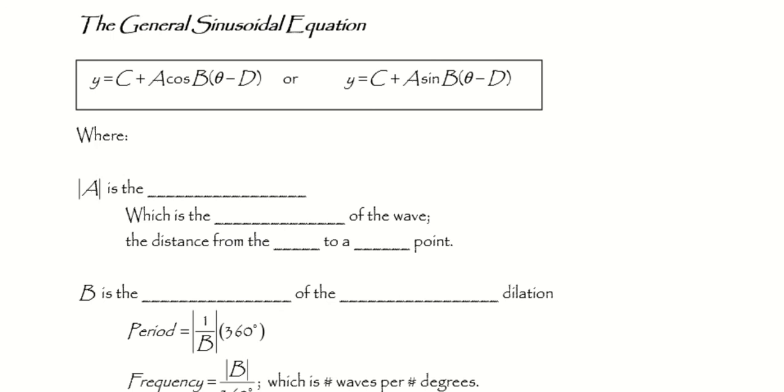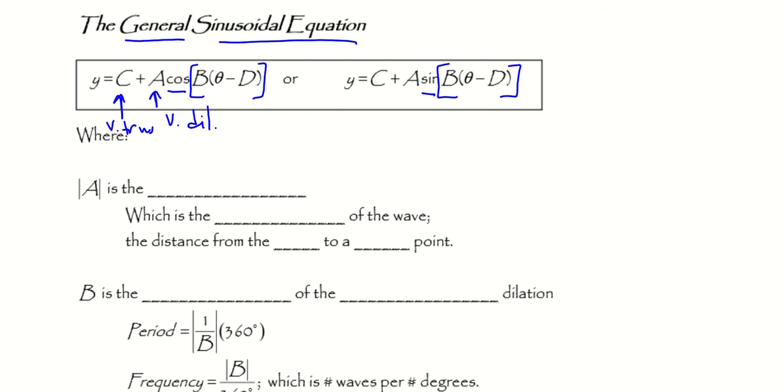First of all, these are the general form of sinusoidal equations. So they're either based off a cosine function or a sine function. And I'm going to put brackets here because all of this is what is inside our cosine or our sine. So we have a number that is added outside. That's actually going to give us a vertical translation. Then we have a number multiplied by our function. That's going to give us a vertical dilation.